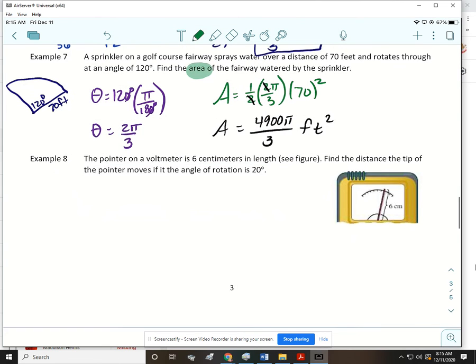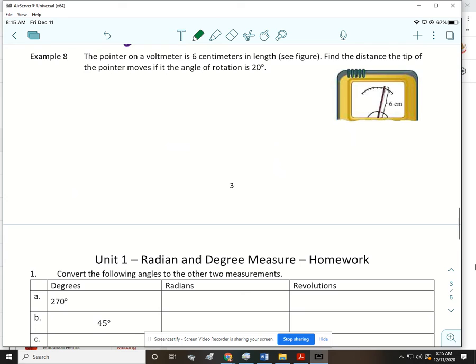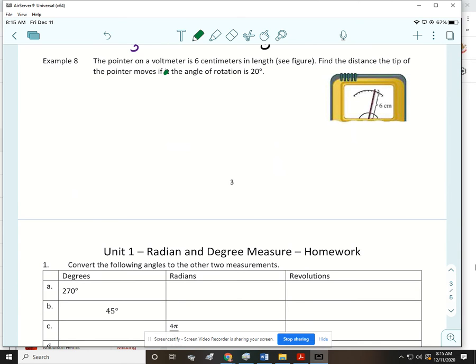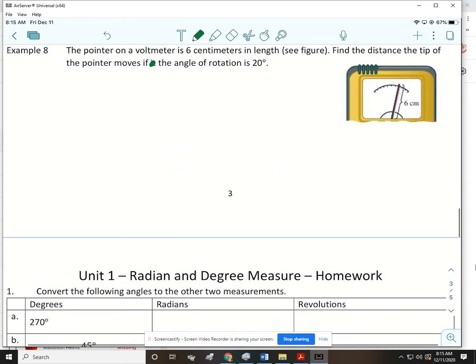Okay, so one more to go. On example 8, the pointer on a voltmeter, I think that's how you say it, is 6 centimeters in length. You can see it on the figure. Find the distance of the tip of the pointer if, I don't know, this is worded weird, if the angle of rotation is 20 degrees. So we need to figure out if we're finding an area or an arc length. And this is definitely an arc length. We want to find a distance that it traveled in a round way. That's an arc length.